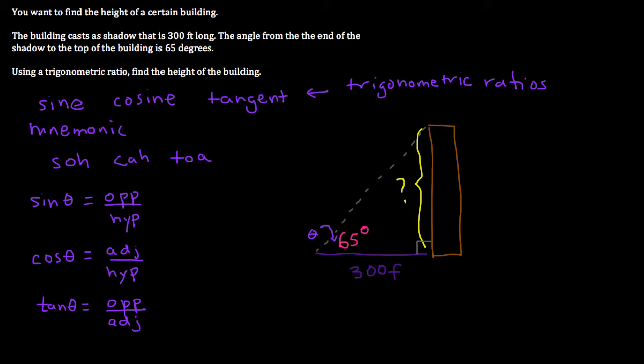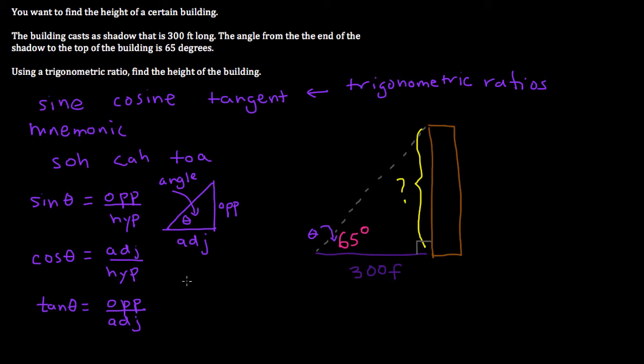Okay, so just to be clear, the triangle looks like this. So this is the angle. That's the angle. This is the opposite, and this is the adjacent side.